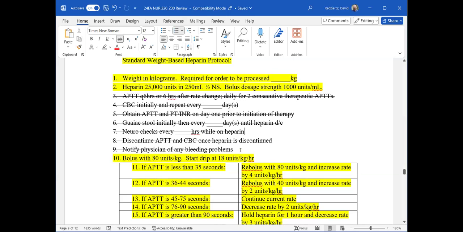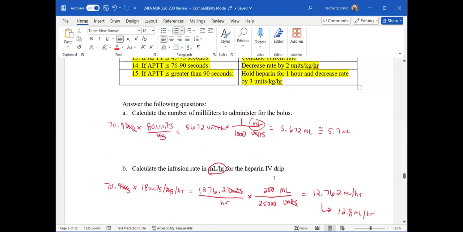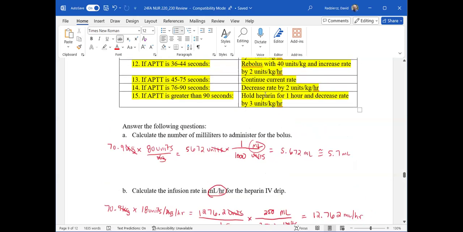And so that's why I have crossed these out, and then I've even blacked it out, but I'll leave it like this for now. I crossed these out because you don't need to answer all these questions like the Gaiac stool, the neurochecks, the CBC. You don't need to answer any of those things. You just need to answer the questions that are down here. Calculate the bolus, calculate the infusion rate, and I'll show you how to do those things.